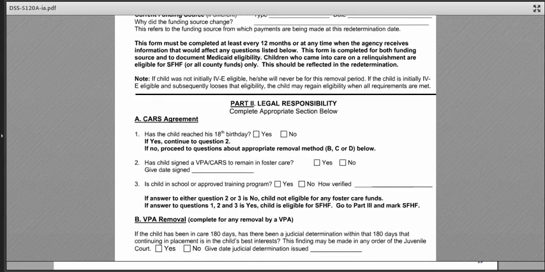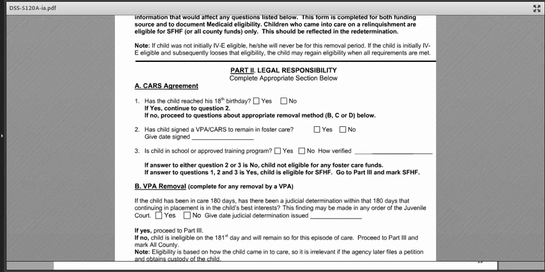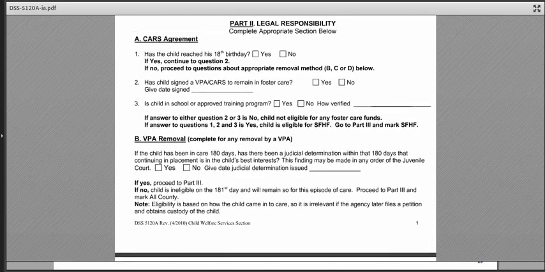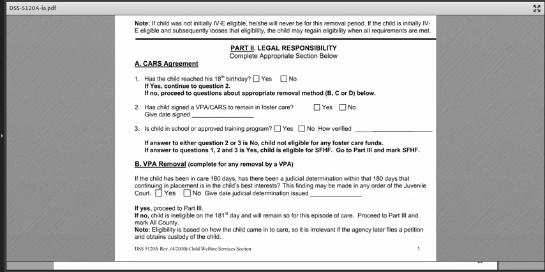It no longer requires us to determine income or AFDC connectedness. That initial connectedness is established when the child comes into care, and we don't have to reestablish it during the episode. So you would focus on the legal responsibility. How did the child come into care? Now, CARS agreements don't really apply any longer. Almost all of the CARS agreements have been eliminated.